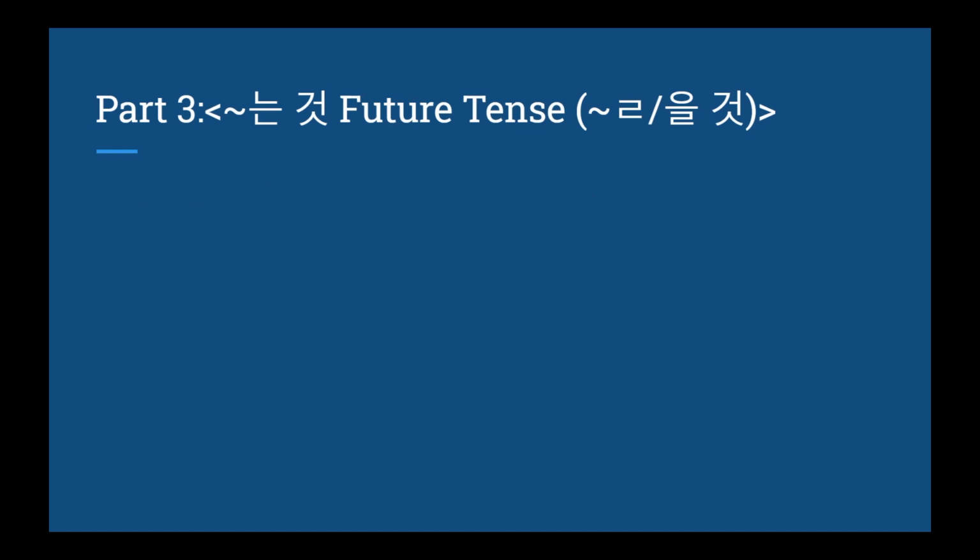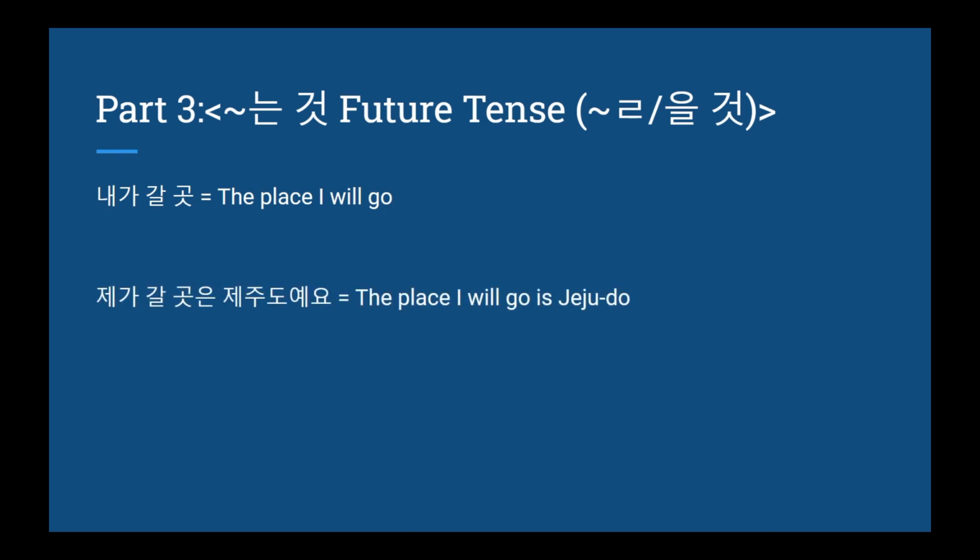So, same thing, to conjugate a verb to the future tense, you add ㄹ or 을. So, for example, 내가 갈 곳, the place I will go. So, 제가 갈 곳은 제주도예요. The place I will go is 제주도.